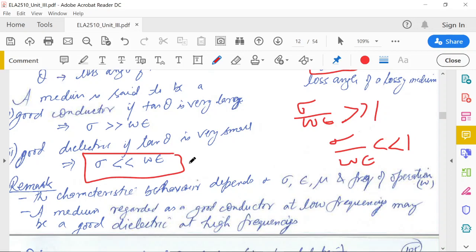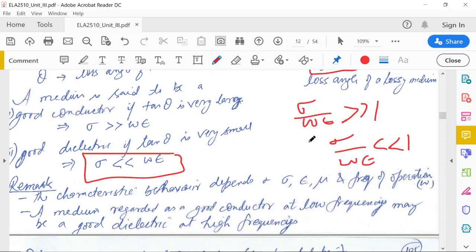It does not depend only upon sigma. Initially we were thinking that if sigma is high, then it is a good conductor. But now we have to focus on the frequency also, at which frequency we are talking about. The same conductor which was a very good conductor at low frequency, when we have low frequency, this part will be smaller, then this part will dominate, and you will have sigma over omega epsilon much greater than 1, so you will consider it a good conductor.